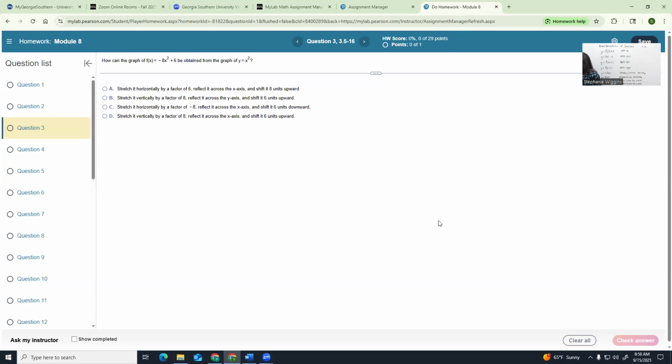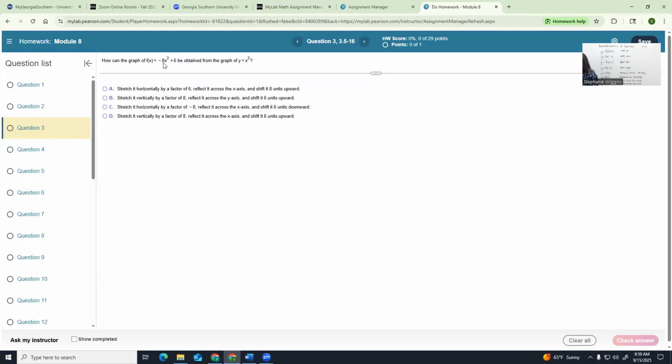All right. Here we have a question. How can the graph of f of x equals minus 8x squared plus 6 be obtained from the graph y equals x squared? So y equals x squared is our original function. And you can see we have a reflection. Since the negative is on the outside of the x squared, it's reflected across the x-axis.